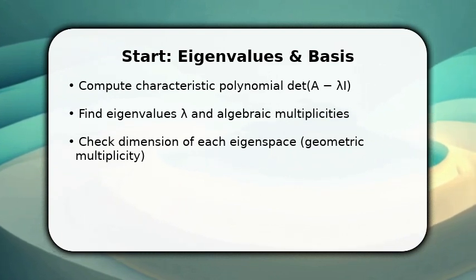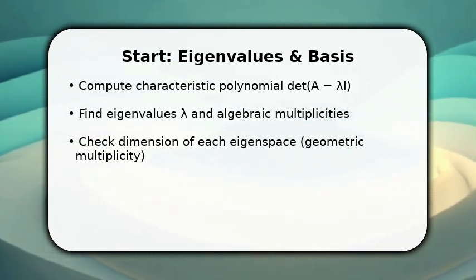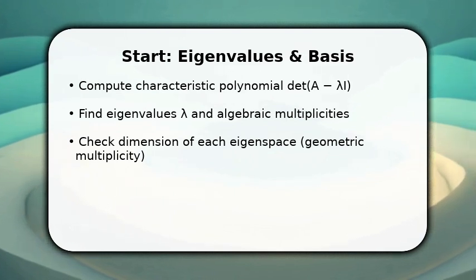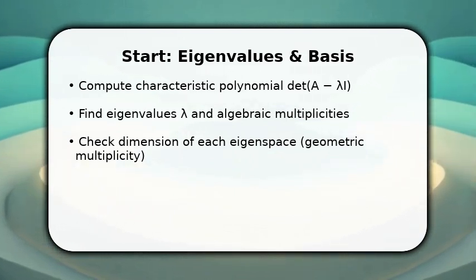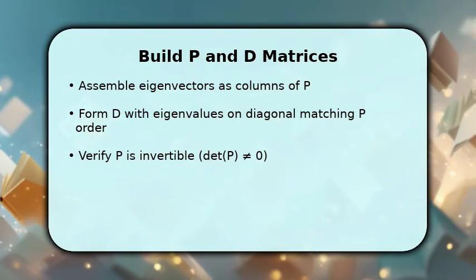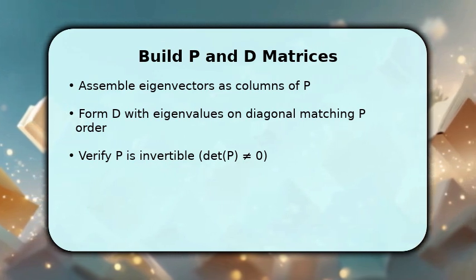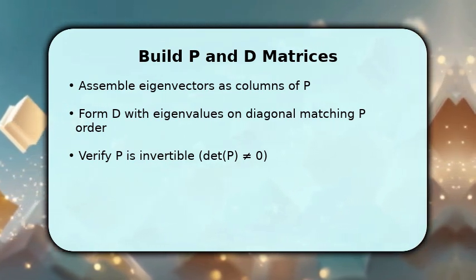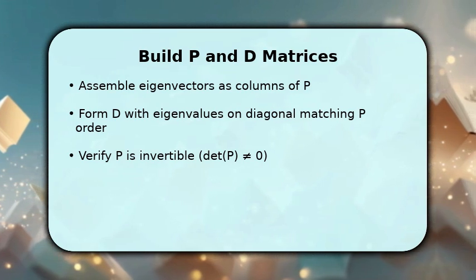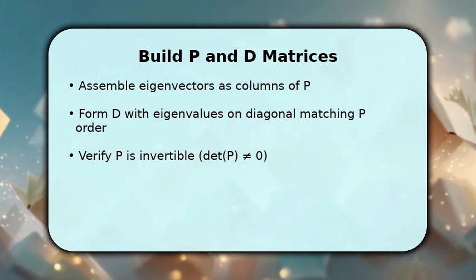As you extract eigenvectors, normalize or scale for convenience, because later you'll assemble them into the modal matrix. Now assemble the eigenvectors as columns of matrix P in the same order you will place eigenvalues on D's diagonal. Compute D as the diagonal matrix whose entries are the eigenvalues corresponding to each column of P.